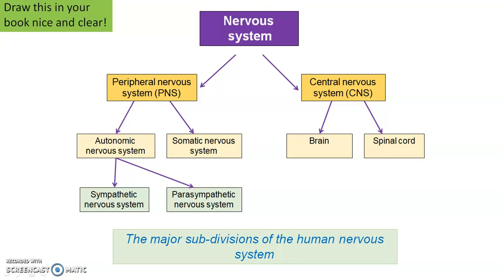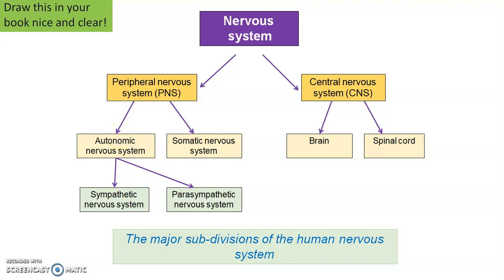So we have two subdivisions of the nervous system, and they are the central nervous system and also the peripheral nervous system. So if we look at the central nervous system, we know that the CNS is made up of the brain and the spinal cord. And again, the spinal cord is pretty much just an extension of the brain. And then we have the PNS, so the peripheral nervous system.